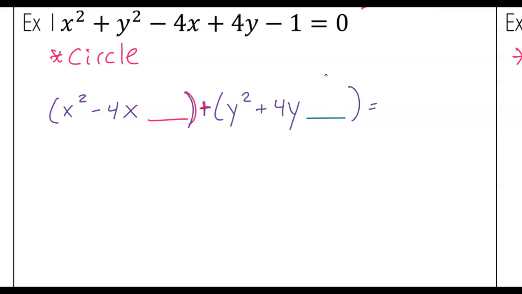And then I'm going to move that 1 to the other side. Because I left a space on the left, I have to leave a space on the right. Now, how do I find the value I need to add in to the x quadratic to complete that square?